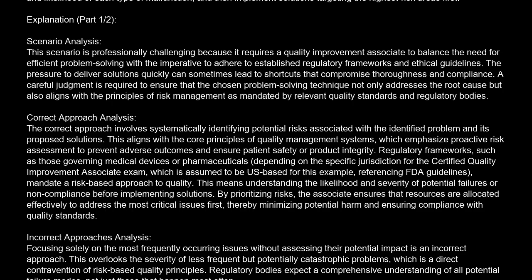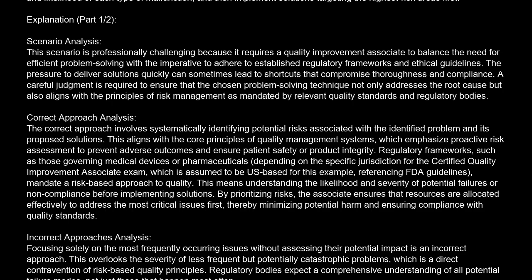Explanation. Scenario analysis. This scenario is professionally challenging because it requires a quality improvement associate to balance the need for efficient problem solving with the imperative to adhere to established regulatory frameworks and ethical guidelines. The pressure to deliver solutions quickly can sometimes lead to shortcuts that compromise thoroughness and compliance. Careful judgment is required to ensure that the chosen problem-solving technique not only addresses the root cause, but also aligns with the principles of risk management, as mandated by relevant quality standards and regulatory bodies.